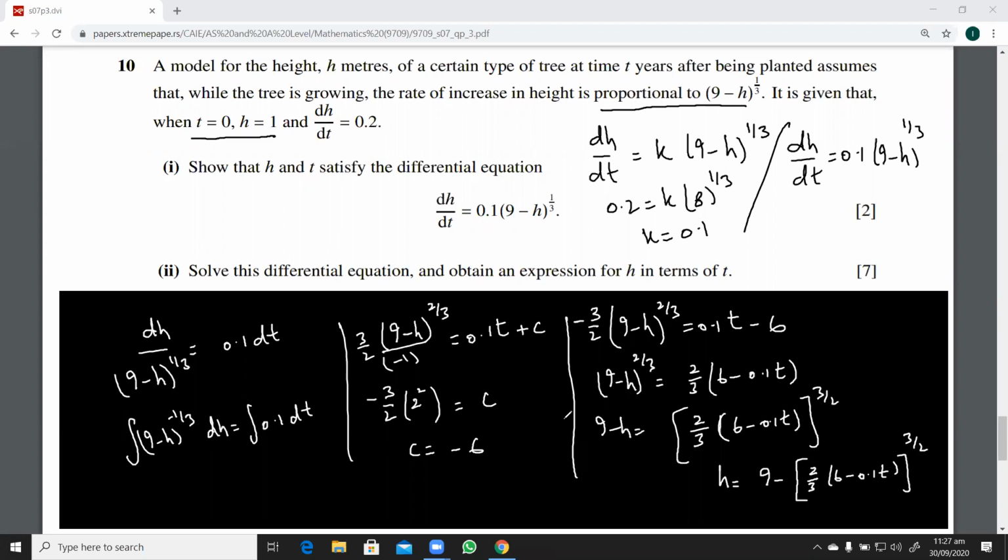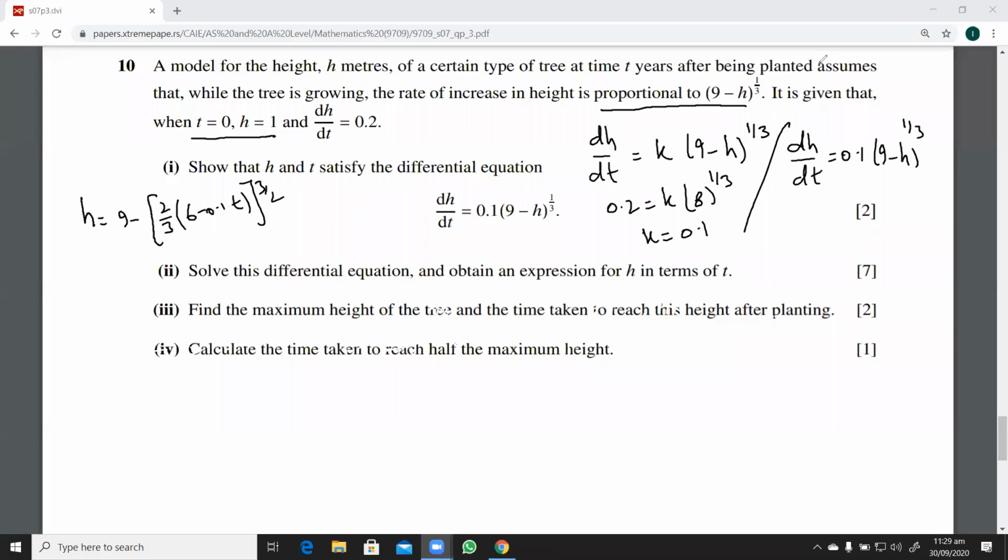Let me write it down here so that I can use this later in the next 2 parts. So h is 9 minus (2 over 3 into (6 minus 0.1 t)) all of this to power 3 over 2. Now we have to find the maximum height. Any idea? Yes?